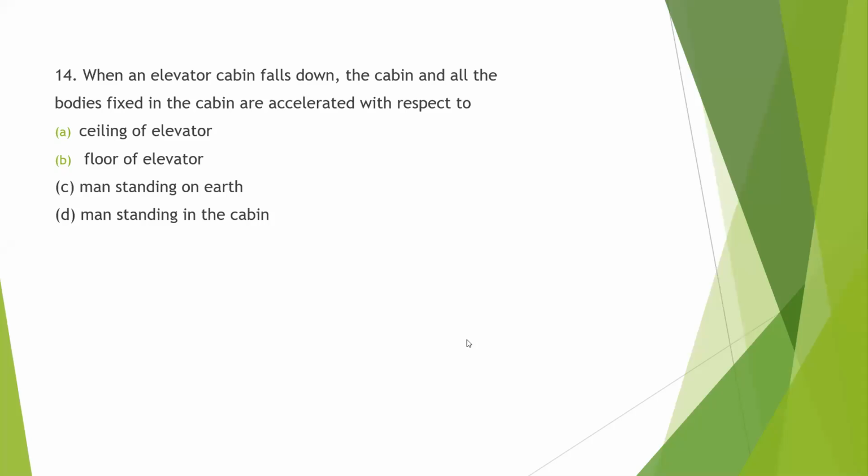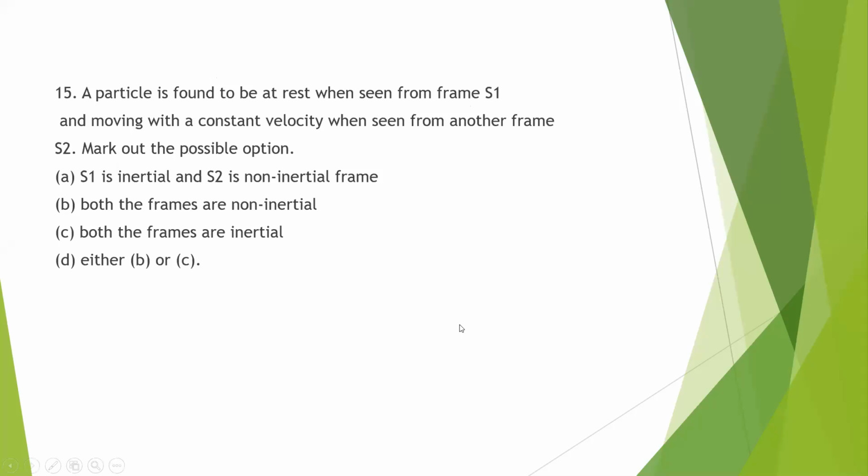Then next question is question number 15. A particle is found to be at rest when seen from frame S1 and moving with a constant velocity when seen from another frame S2. Mark out the possible option. See, S1 is inertial, S2 is non-inertial. Both frames are non-inertial. Both frames are inertial. Either B or C.